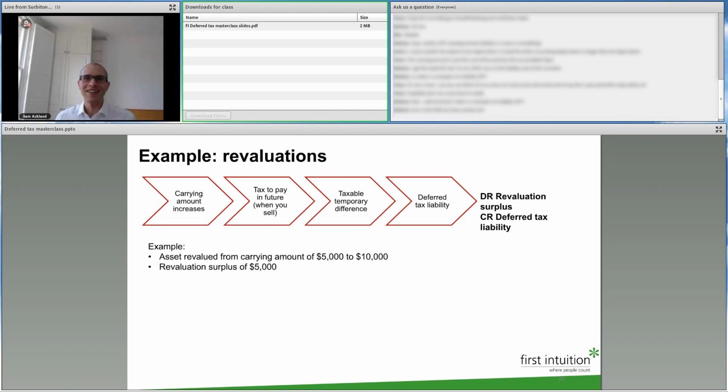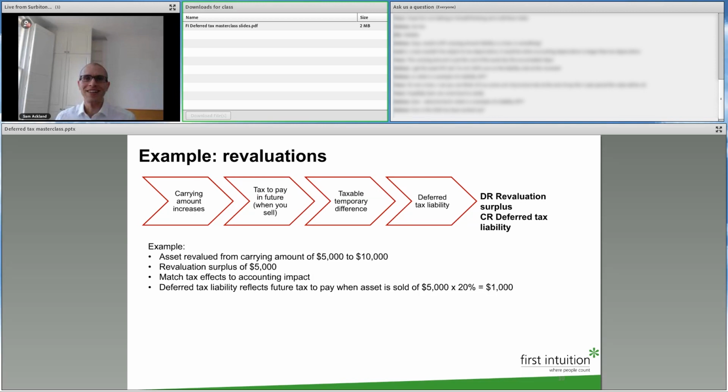Let's run through some basic numbers then. I have an asset and it's revalued from its carrying amount of $5,000 to $10,000. That will give me, of course, a revaluation surplus in my accounts of $5,000. I have to match the tax effects of this to the accounting impact. So I have this deferred tax liability. It reflects the tax that I'm going to pay in future when I sell the asset.